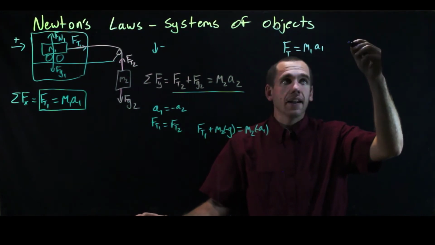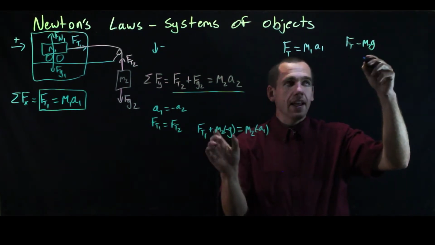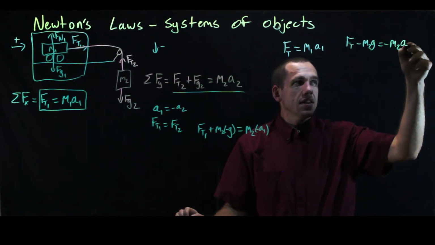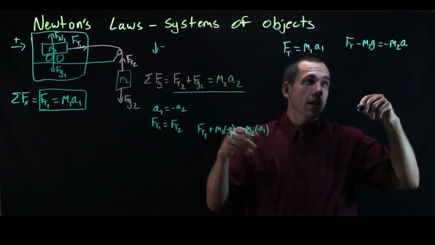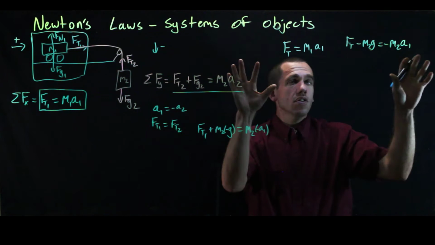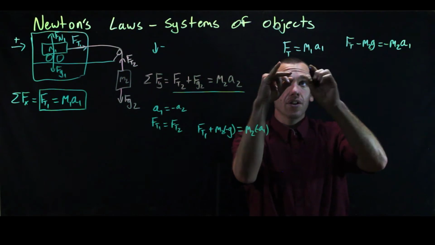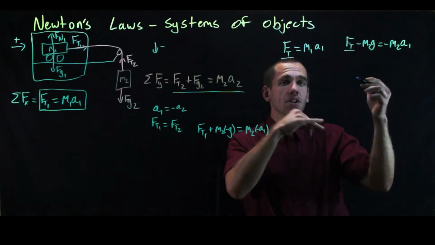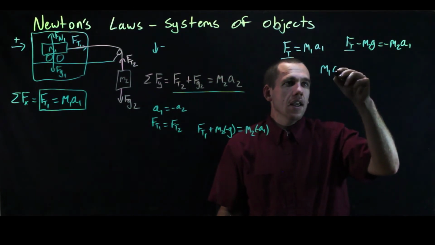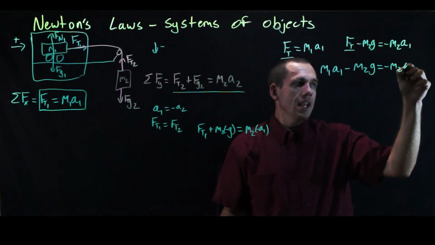But I also have that the tension force minus m2g, right? I just simplified that, is equal to the opposite of m2a. And since I've replaced all my a's with a1, I'm going to write a1 again. Okay, so these are two equations, and now I can substitute one equation into the other to eliminate an unknown, right? I don't know Ft, but it's in both of these equations, so I can make that substitution. So I'm going to replace Ft with m1a1, minus m2g equals negative m2a1.